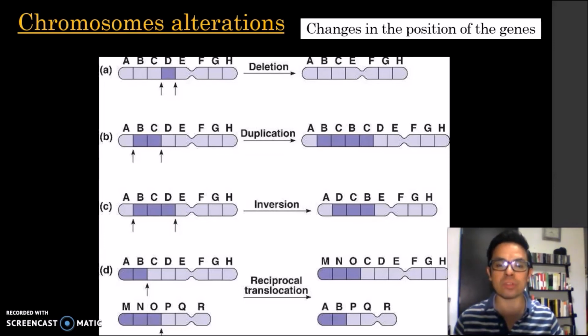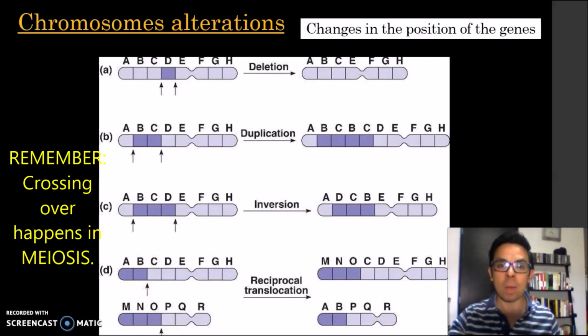Finally, for the last type of chromosomal alteration, we will have the reciprocal translocation. For this, we need to consider a pair of chromosomes, but they must not be homologous. Remember that the homologous chromosomes belong to the same pair, 1 with 1, 2 with 2, and we go all the way to the 46. But if we consider non-homologous chromosomes, it could be chromosome number 1 with chromosome number 13, for example.